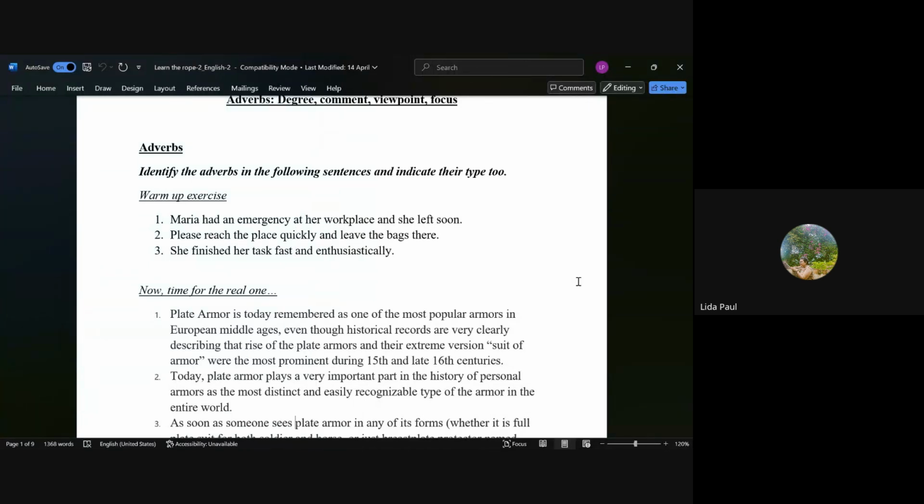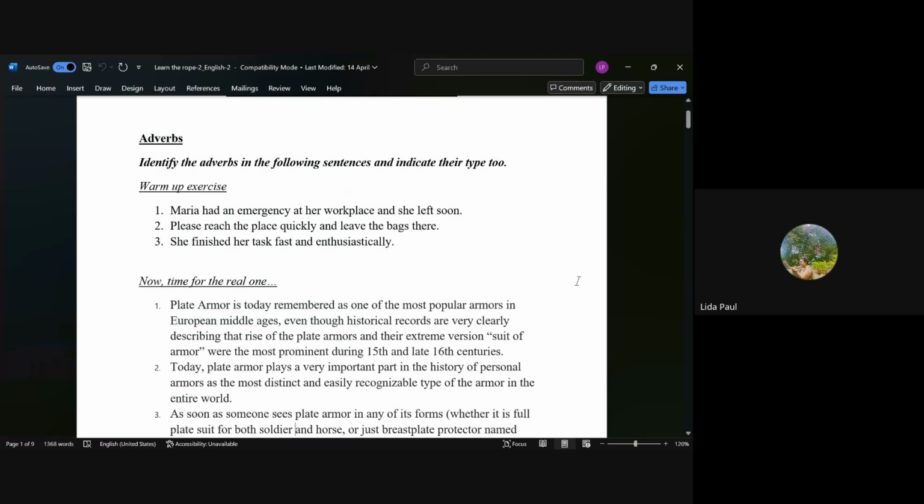Okay. So the first one, Maria had an emergency at her workplace and she left soon. What are the adverbs that you have here? Can you pick them up for me and also tell me what kind they are? Maria had an emergency at her workplace and she left soon.